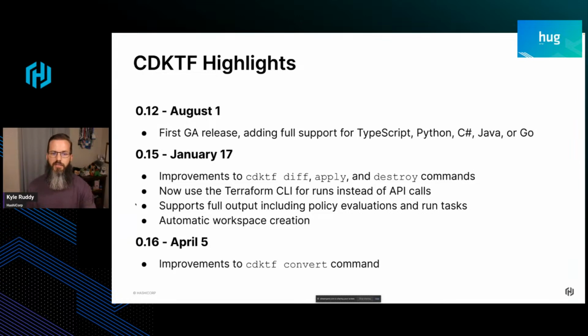Then some of the latest and greatest improvements here, just looking at it from this year. January 17th, we released 0.15. This was pretty important because we made significant improvement to a couple of the different commands, including the diff command, apply, and destroy commands. And this is mainly around the way that the underlying system functioned, so that it was actually using the Terraform CLI for the different processes instead of the API calls. So you had a much more familiar workflow when it came to trying to troubleshoot things or interact with different things that go along that Terraform workflow.